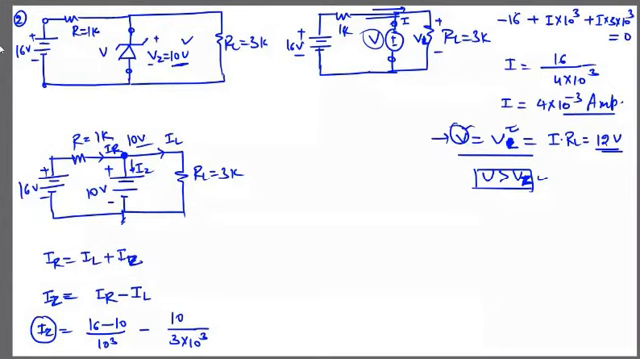Yes, this is a very important point. So I am applying KCL simply. You just see, I am applying KCL in this branch at this node. I am taking currents one by one: IR, IL, IZ.